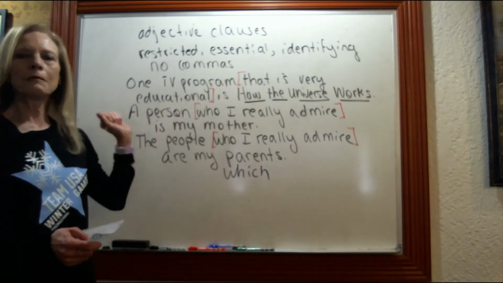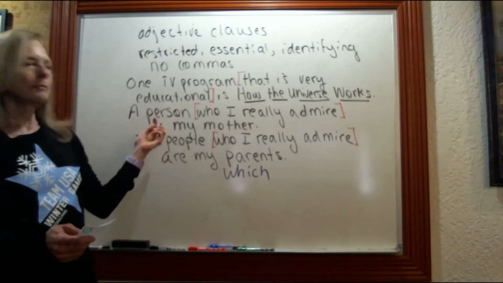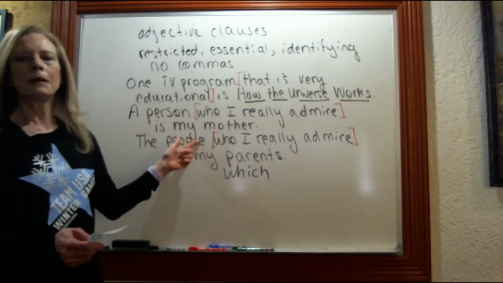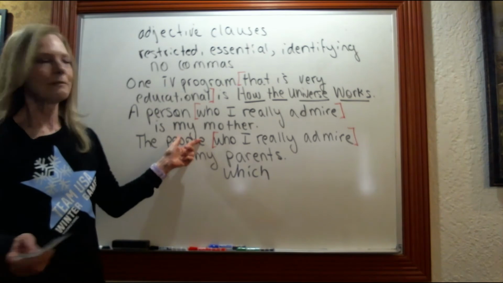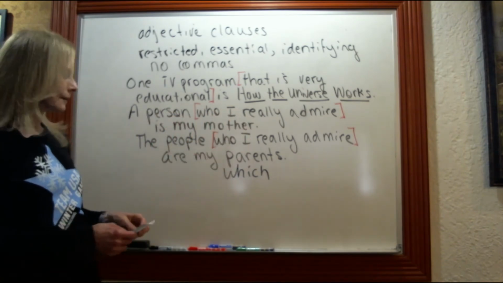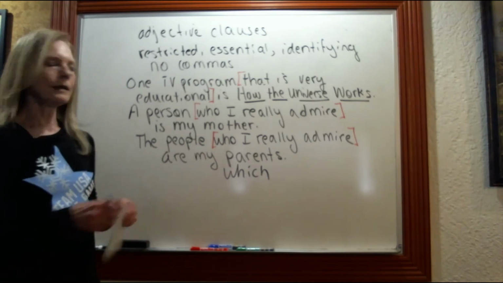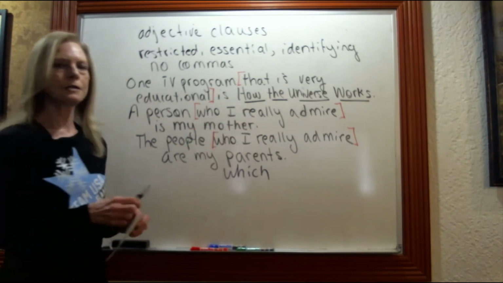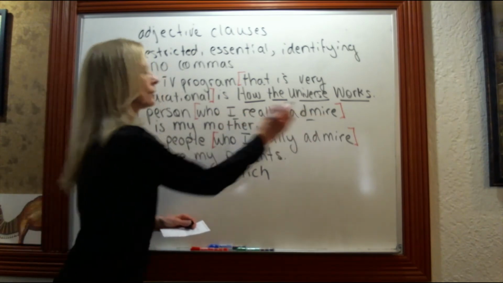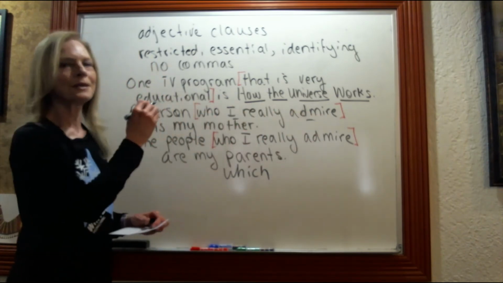Now, if you're talking about people, here's an example where you have to have that restricted clause there. A person is my mother. That's pretty obvious. So a person who I really admire is my mother. Now over here, this is the clause, the adjective clause. You have a subject, you have a verb, and this is where you could actually say whom.